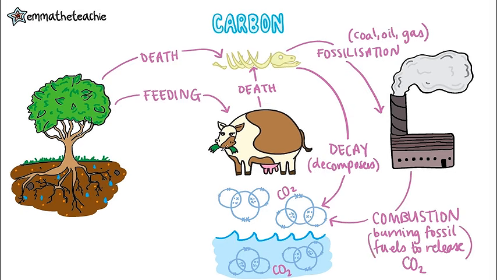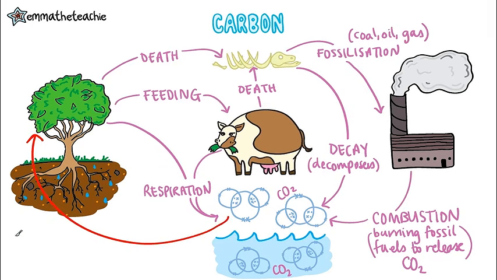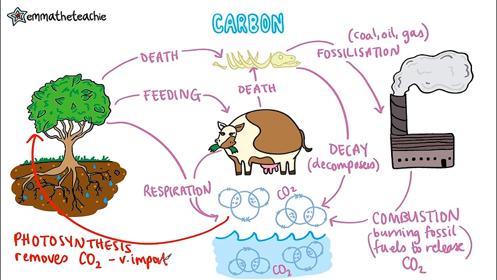All living things carry out the process of respiration to release energy for their cells, but it also releases carbon dioxide into the atmosphere when it's aerobic respiration. Finally, the process of photosynthesis is a big process that removes carbon dioxide from the atmosphere. This is really important, as you'll soon learn in the climate change video. You'll have learnt more about photosynthesis in the bioenergetics topic.